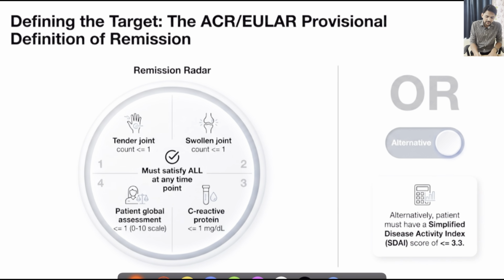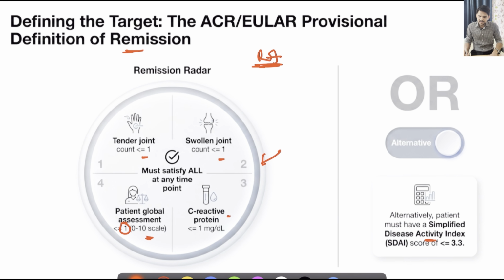And whenever you are treating and following up the case, always try for the complete remission. So particularly for rheumatoid arthritis, they have defined the meaning of remission. That is, there should be less than one tender joint and less than one swollen joint. The CRP level should be less than 1, and patient's global assessment in the scale of 0 to 10 should be 1 or even less. So if this patient has achieved all of these, then we can say that the patient has achieved clinical remission.